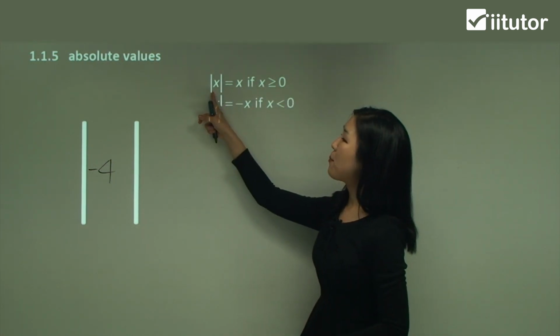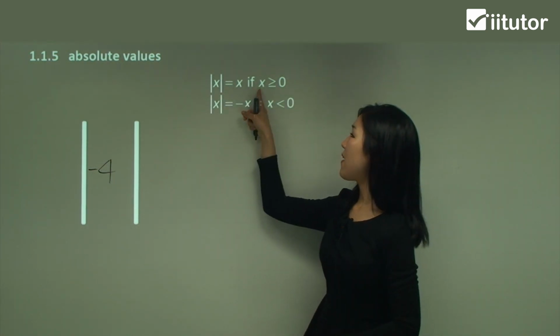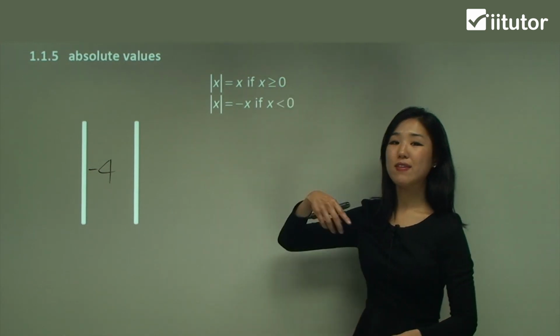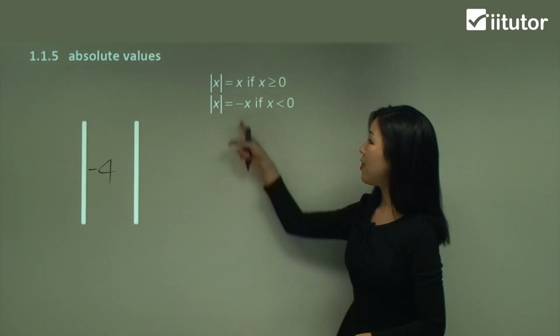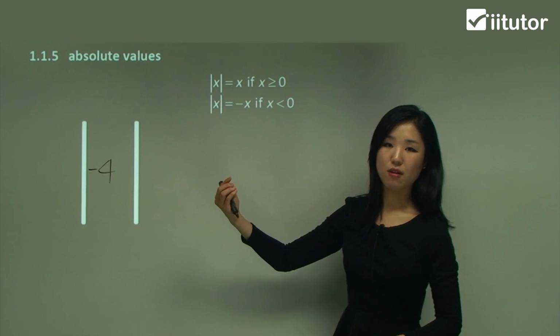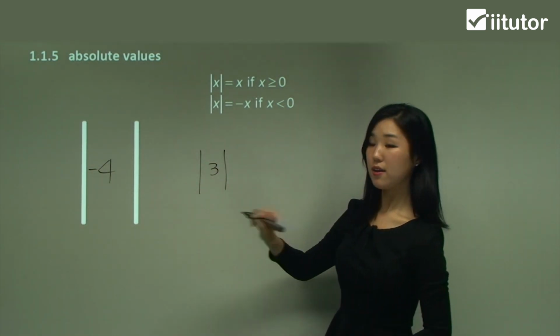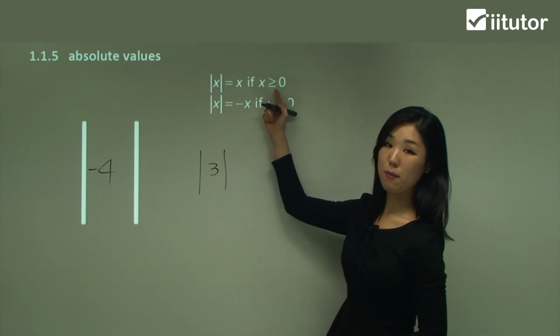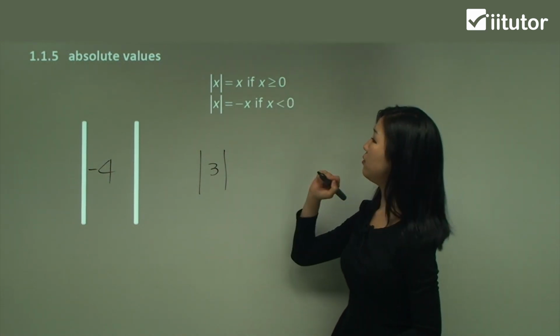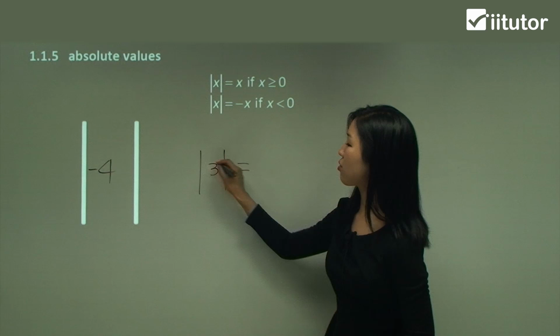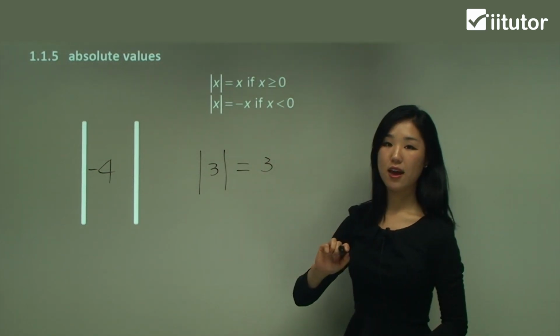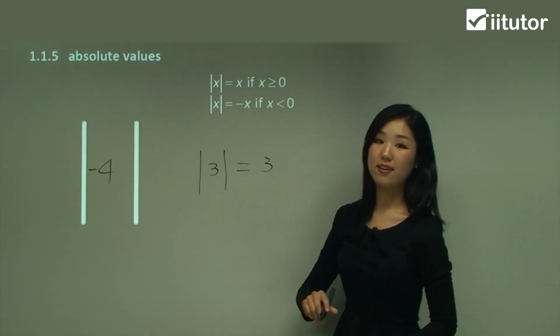Have a look. Absolute value of x. If x is greater or equal to 0, so basically if it's a positive number, the outcome is just the number itself. So say for example, if I have absolute value of 3, see how 3 is a positive number which follows this rule? Then the answer is just 3 as it is, okay? So it's just x, what's inside.